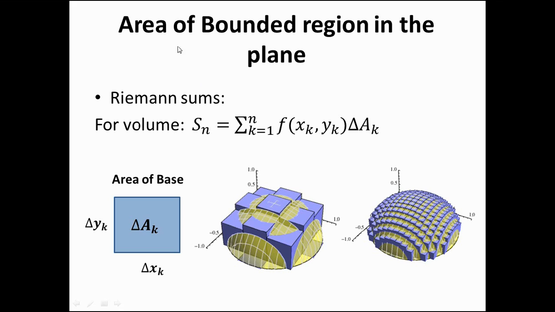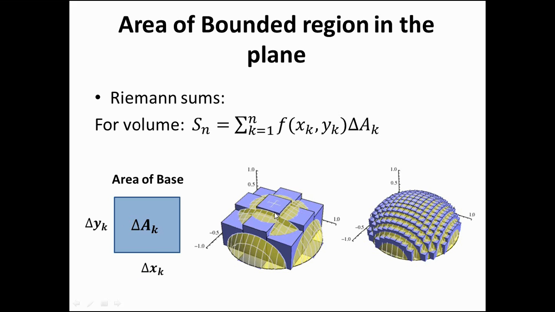Before we proceed with the area of a bounded region, let's take a look at the Riemann sums for volume. This is the formula for the Riemann sums for volume. f(x,y) is the height of the rectangular cuboid, and delta A is the area of the base of the rectangular cuboid. If we take a look at only this singular rectangular cuboid, this will be f(x,y), and the area of the base of this rectangular cuboid will be delta A. Delta A is the product of delta y and delta x.